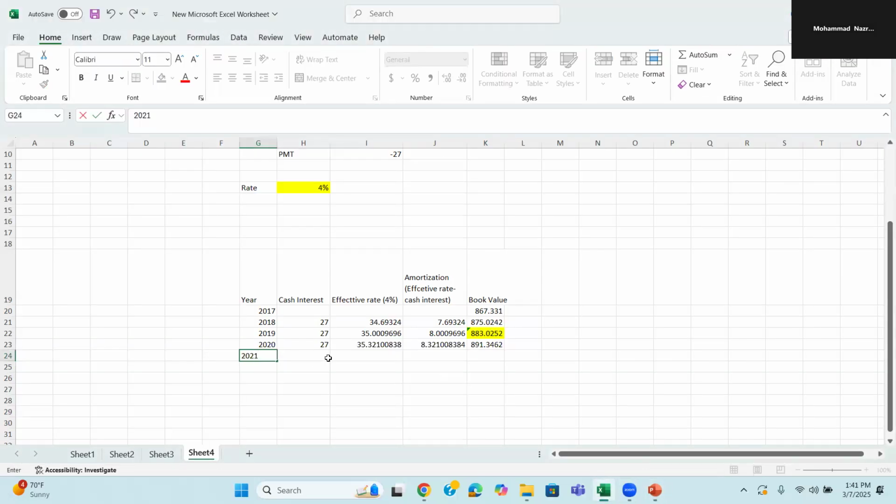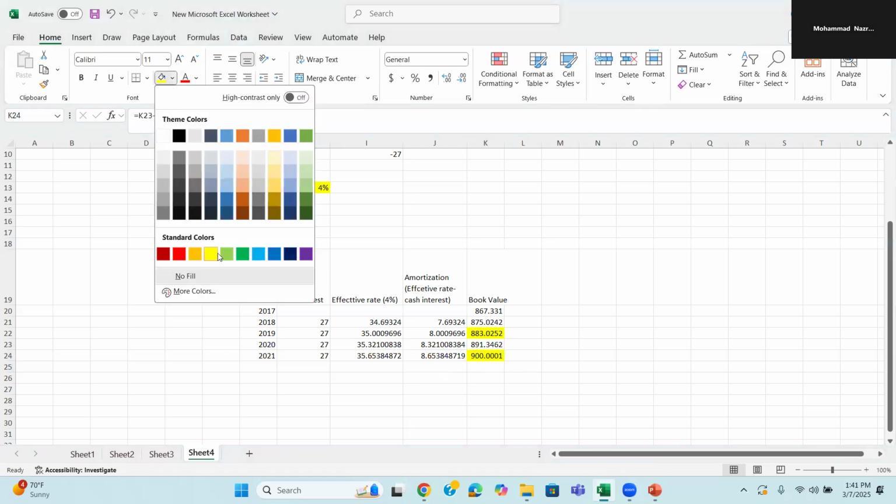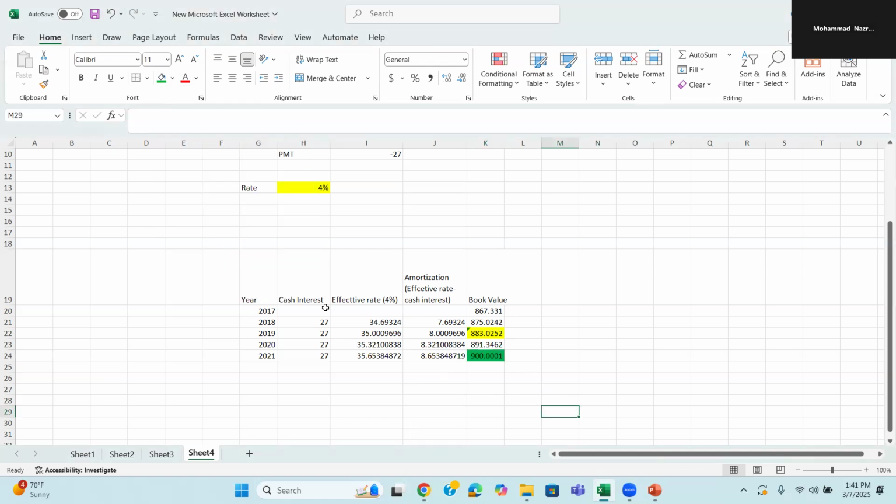Okay, let's do this together. 2021. So you can actually do the entire thing, right? So we have this one, and then our effective rate of 4%. The difference is effective minus cash interest, and then you add this one to the difference, and you get your 900 million that you have to pay, right? So you get the intuition.